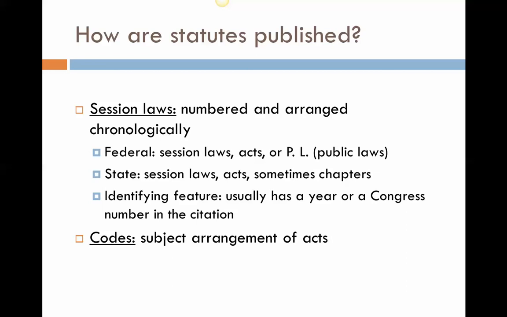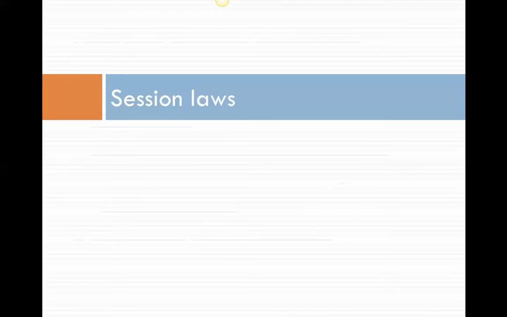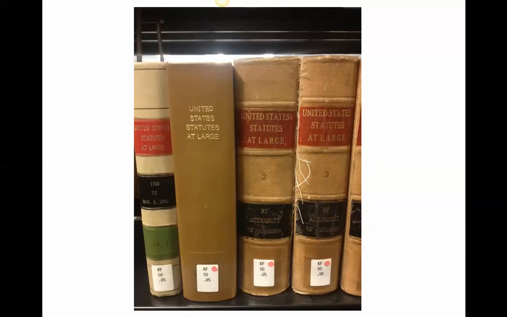Okay, but it is important to know the difference, because I'll mention later there are specific times when it's really helpful to go and look at a session law. Okay, but the big divide: session laws are chronological, codes are subject based. Okay. All right, so a little bit about session laws, because this is how statutes are published first. Okay, the image that you see now is of the United States Statutes at Large. That's the federal session law compilation, and you'll see that volume on the left is from 1789. So that would include the very first act of Congress.